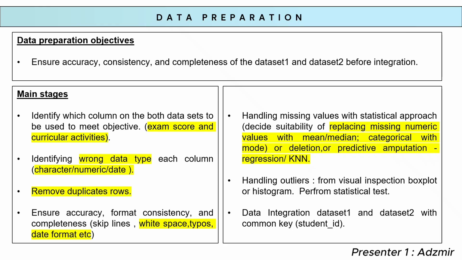Next, in the data preparation stage, we focus on ensuring accuracy, consistency, and completeness before integration. We look for structural errors by removing duplicates, trimming white spaces, and standardizing text cases. For missing data, we considered three strategies: deletion, mean or median imputation, or predictive methods such as regression or KNN. Outliers will be detected by box plot and histogram, and we test whether to cap or remove them. Once the datasets are clean, we integrate them using student ID as the common key.